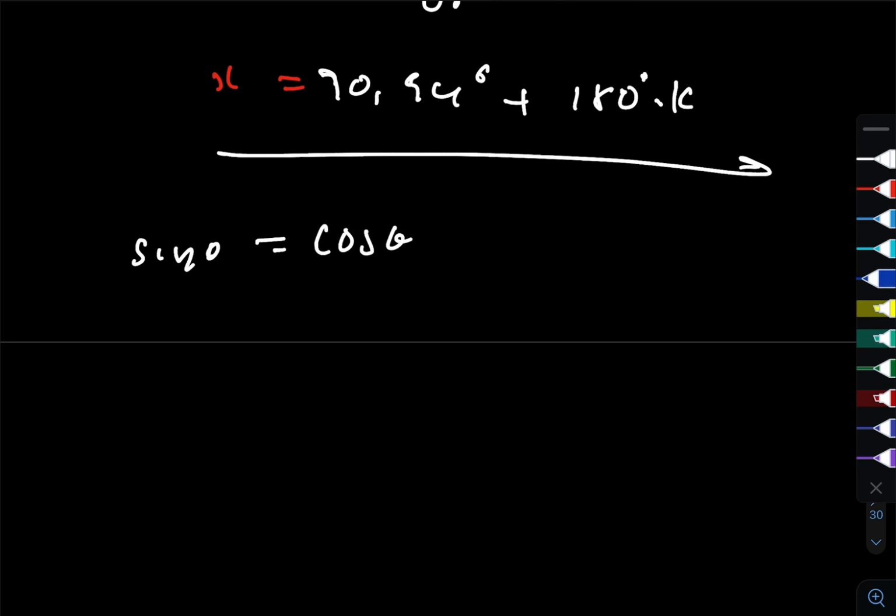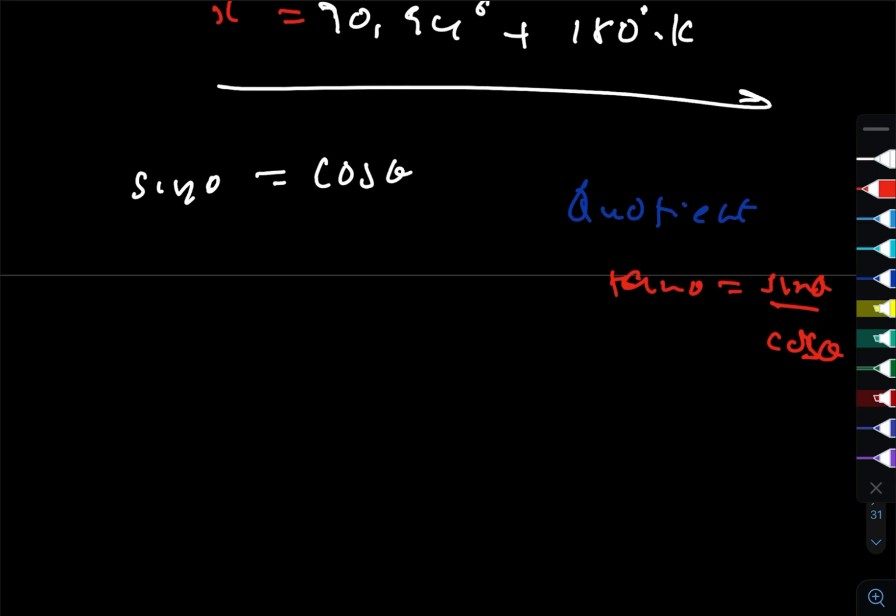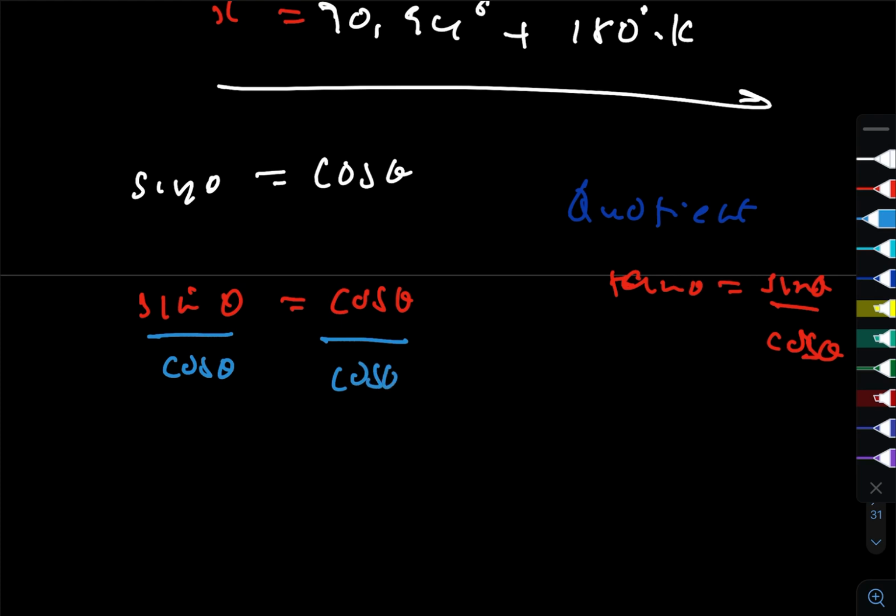All I need to do is to use the quotient identity. I know that tangent theta is equal to sine theta over cosine theta. So let me rewrite the equation again. Sine theta equals cosine theta. All I need to do is to divide both sides by cosine theta. The left hand side is going to be tangent theta. So tangent theta equals that over that, which will cancel, and be 1.